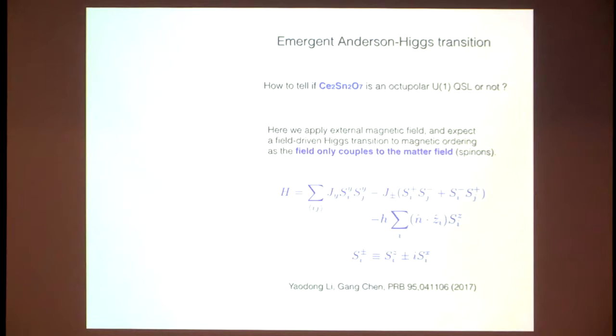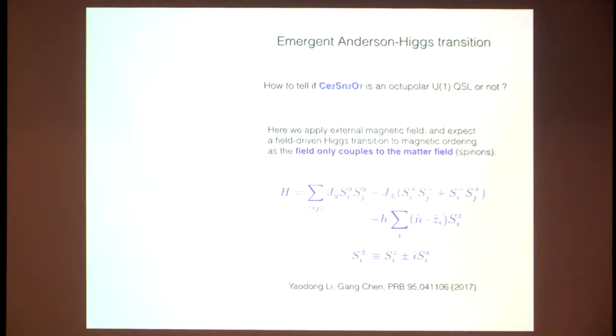So what SZ does is to create so-called spinon anti-spinon pairs inside your U1 quantum spin liquid. When your field strength is large enough, the energy cost of creating a spinon anti-spinon pair becomes very, very small. Eventually, it doesn't cost much energy to create these spinon anti-spinon pairs. Eventually, the spinons will just condense.